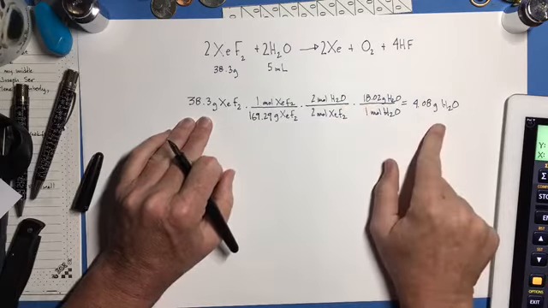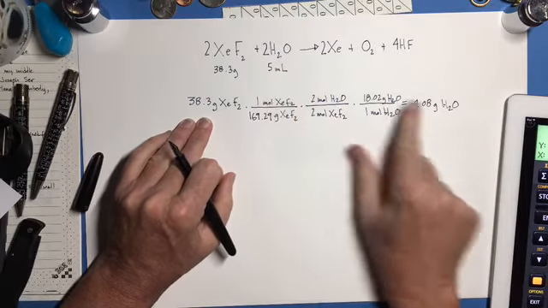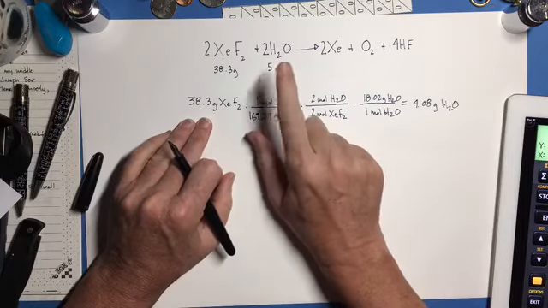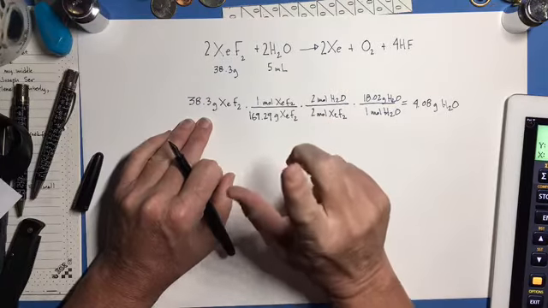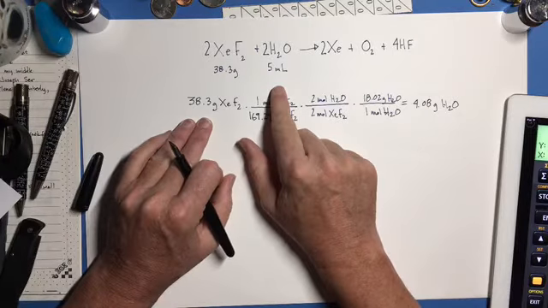Now, how much water do I actually have? Well, I have 5 milliliters. Well, what is that in grams? I need to know. Well, I added at the end of the problem that the density of water at STP is 1.0 grams per cubic centimeter.